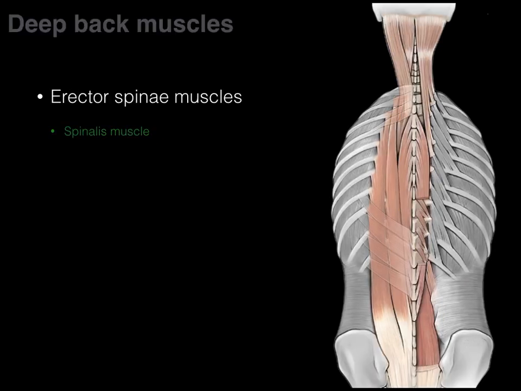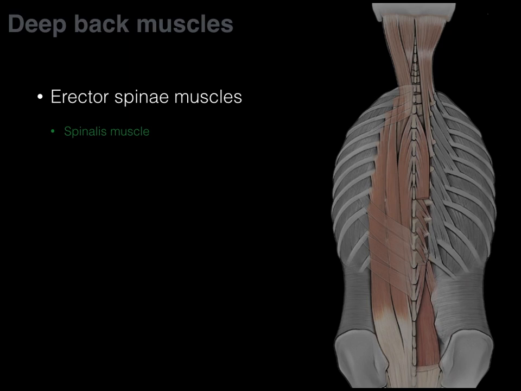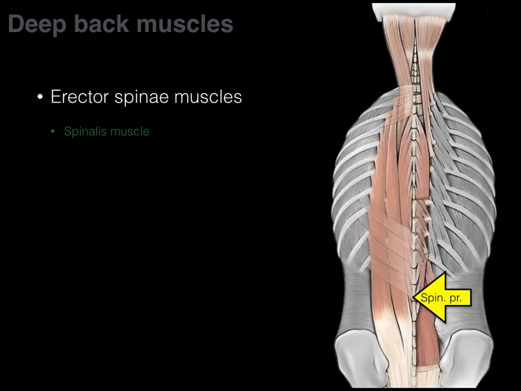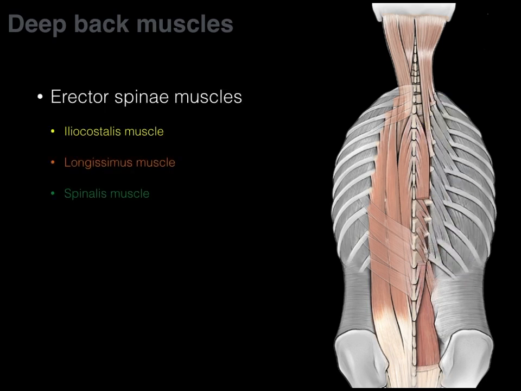Then we have the spinalis muscle that we're going to highlight right here. There's our spinalis muscle, and this muscle arises from spinous processes and attaches to these spinous processes right along the midline of the back. So here we have the erector spinae muscles. I, iliocostalis; L, longissimus; S, spinalis, or I love sarsaparilla. Okay.